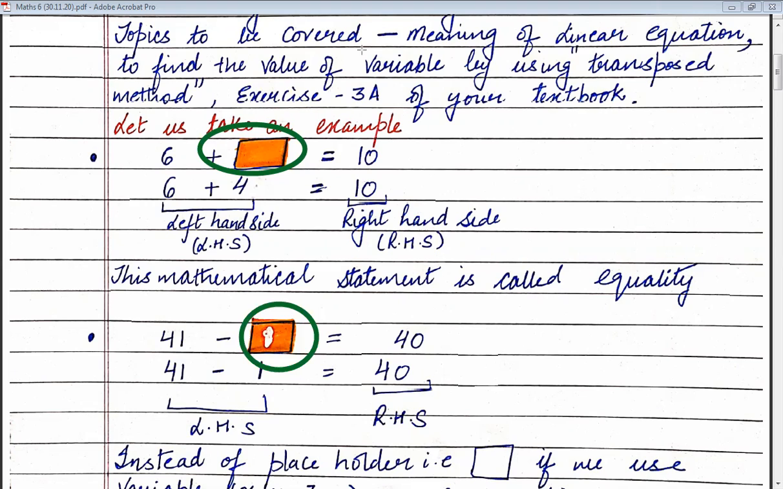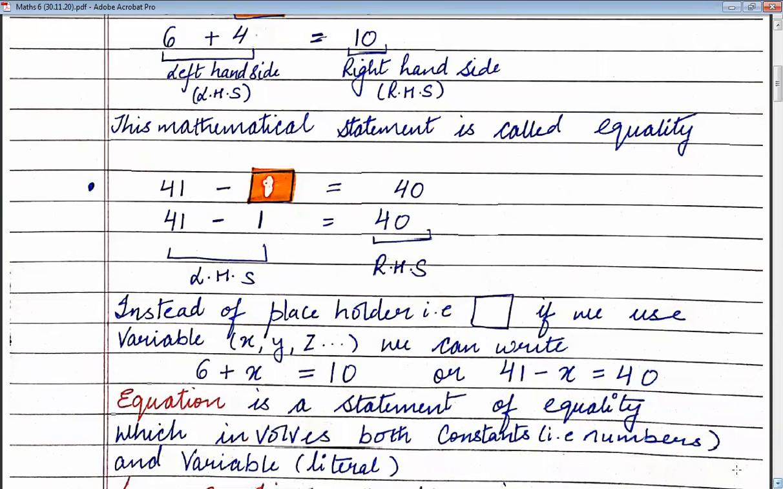Now children, instead of this placeholder, I'm going to write a variable here. So let's see what our expression will be now. Instead of placeholder, I have taken x, and here also I have taken x.